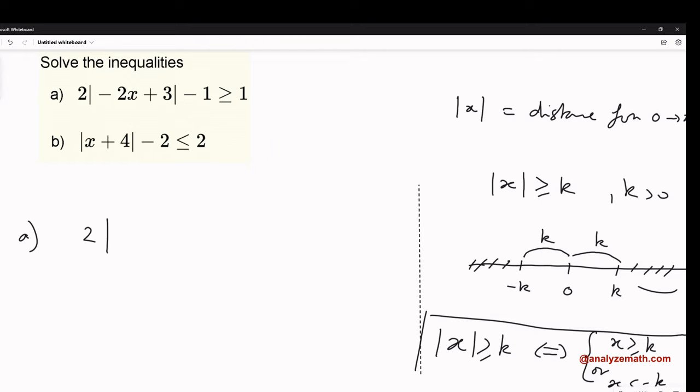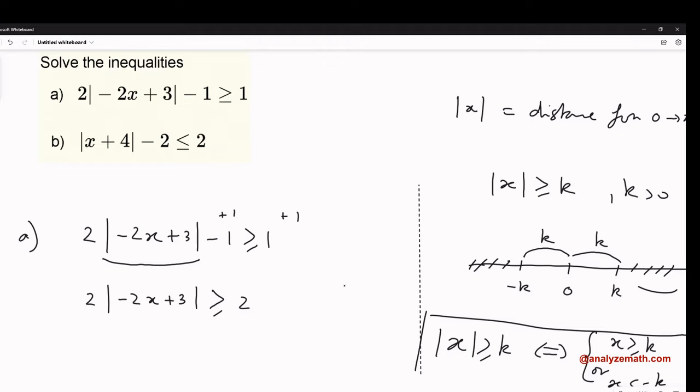Part A, the inequality given is 2 times absolute value of negative 2x plus 3, minus 1, greater than or equal to 1. Now we add plus 1 here, plus 1 here. Remember, what we are trying to do is to isolate this absolute value. So we add 1 and 1. That gives me 2 times absolute value of negative 2x plus 3. Here we have negative 1 plus 1, 0, and the other side gives me 2.